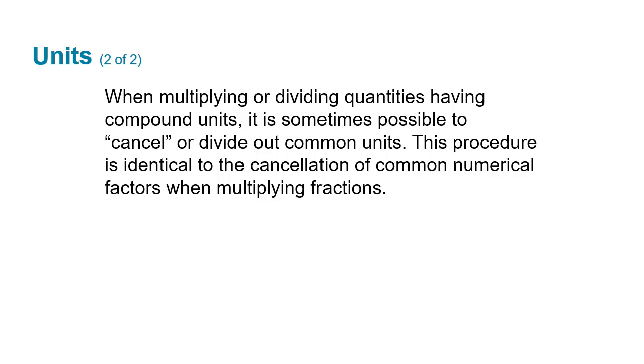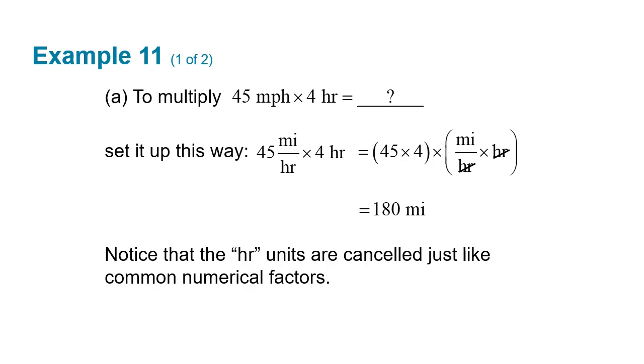But it's oftentimes possible to cancel out units of measure when you're doing division or multiplication, depending on how your units of measure are. So let's look at some examples of that. We're going to multiply 45 miles per hour times 4 hours. Well, we have to remember that miles per hour means miles divided by hours. And then we've got the 4 hours.